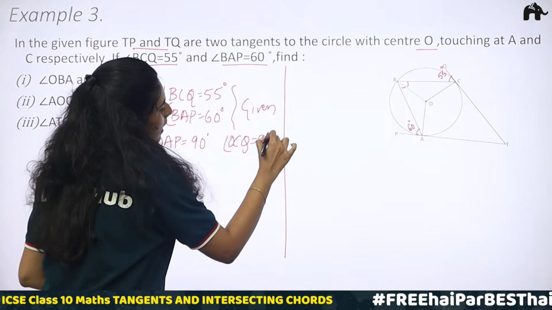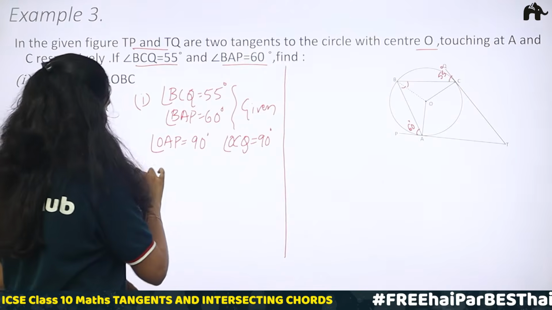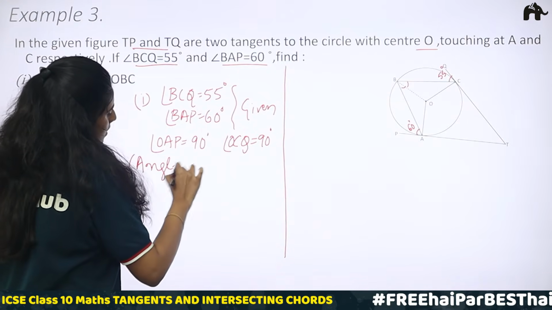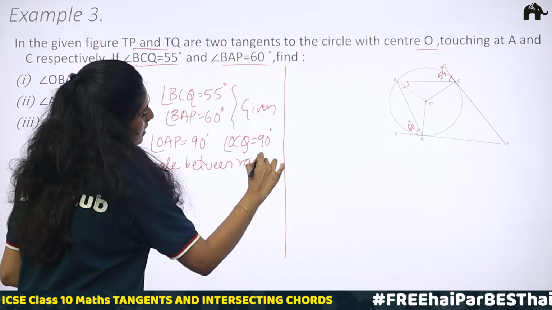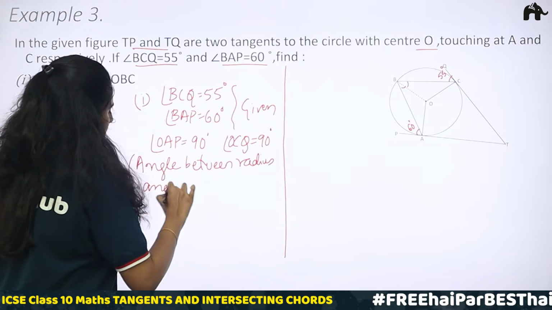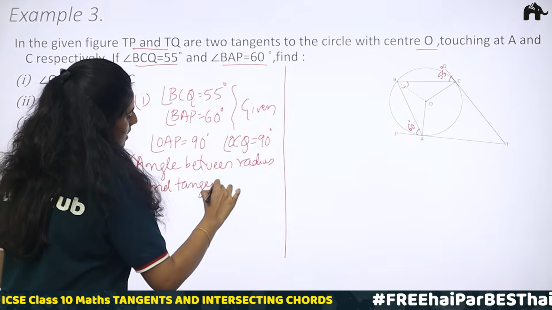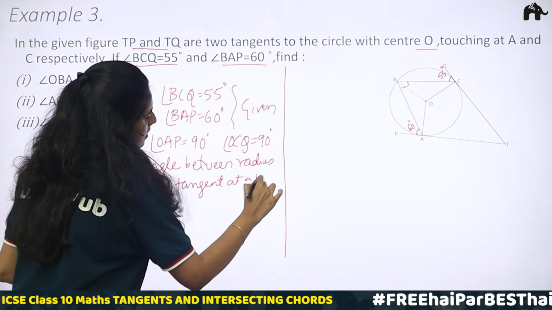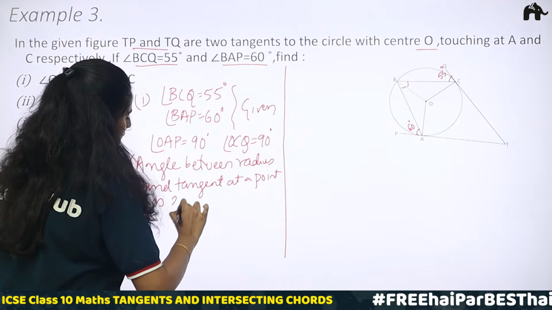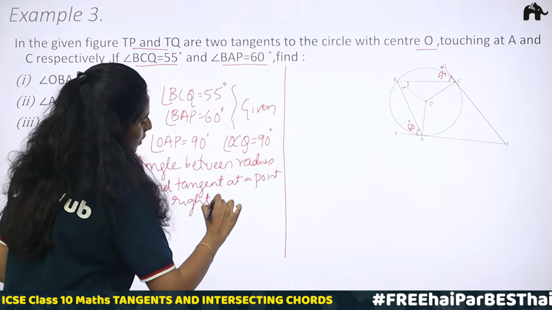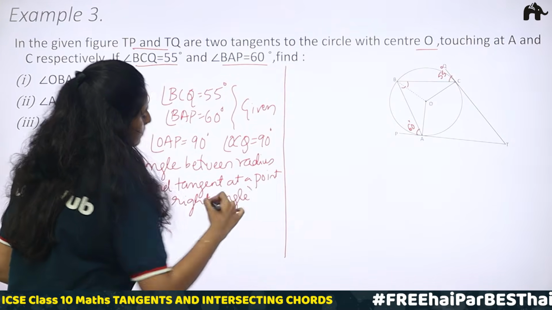Angle OCQ is equal to 90 degrees. What is the reason? The angle between the radius and tangent at a point is a right angle, or is equal to 90 degrees.